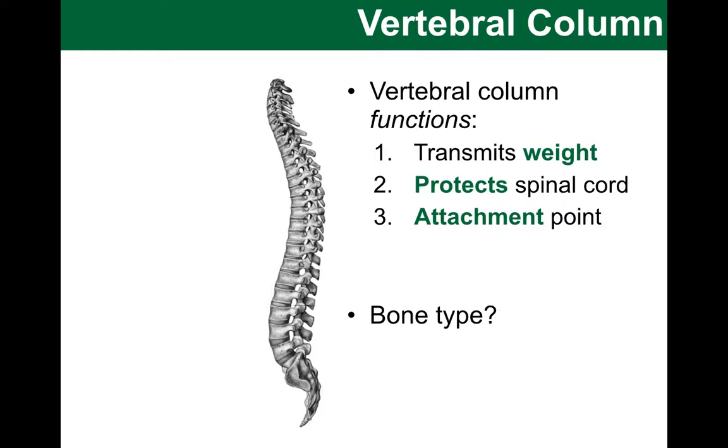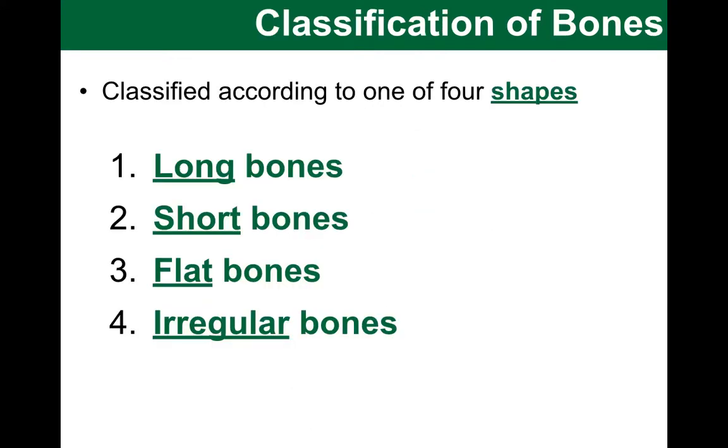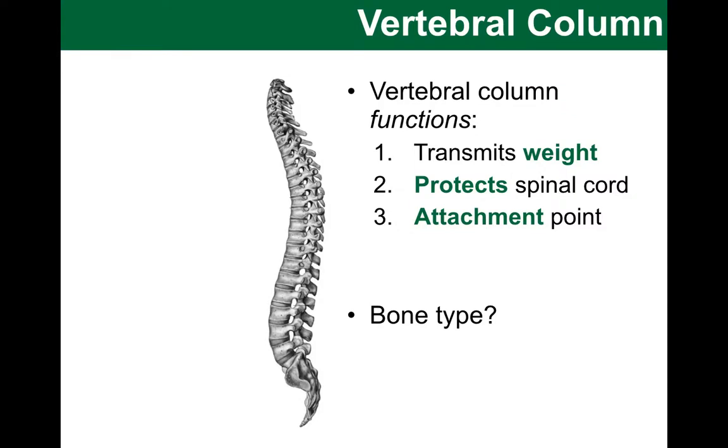And here is a nice review question. We have earlier learned about bone classification. Remember this slide. Bones could be long, short, flat, or irregular. Now, in which of these categories would we put the bones of the vertebral column? If you guessed irregular, you are correct. The 26 bones that form the vertebral column are classified as irregular in their shape.